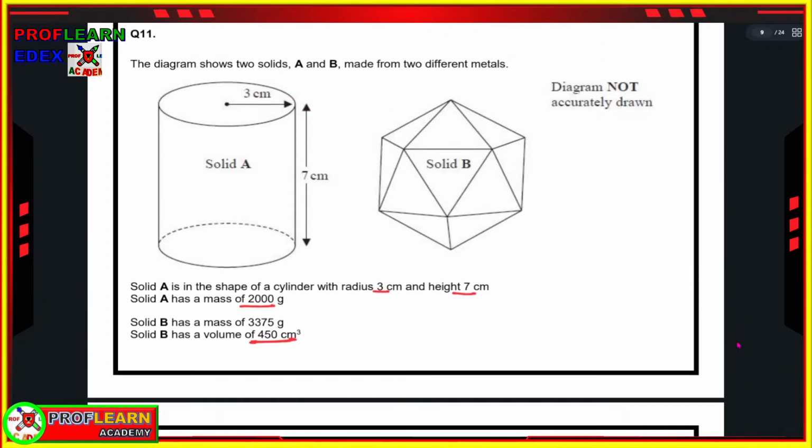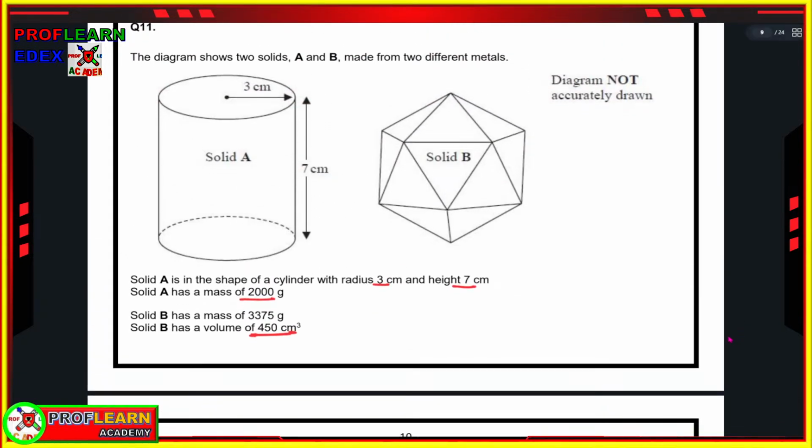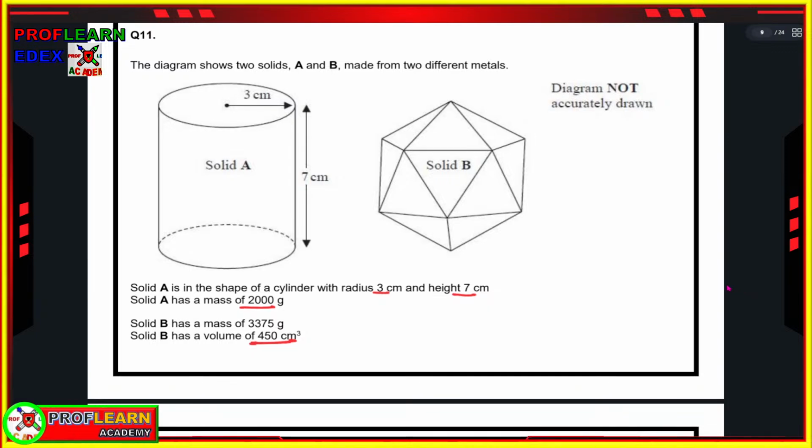Density of C. All right. Let's see. B has a mass of this and A has a mass of this, so we can work out the total mass. Total mass is going to be 3375 plus 2000. This becomes 5375.